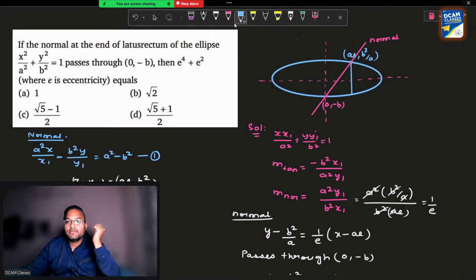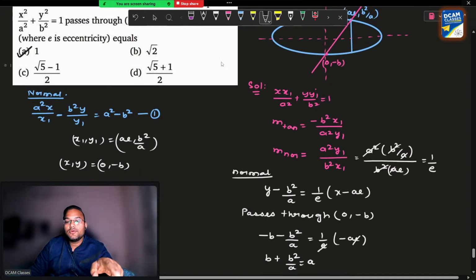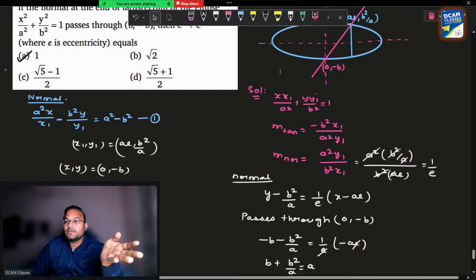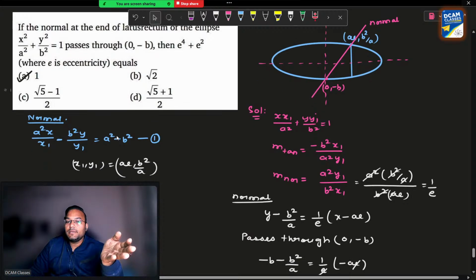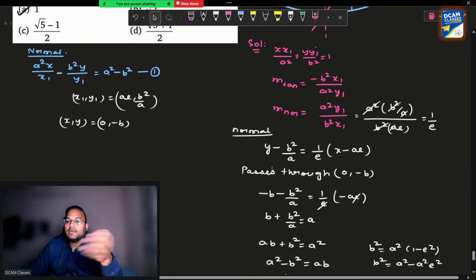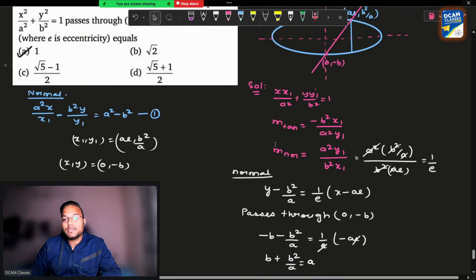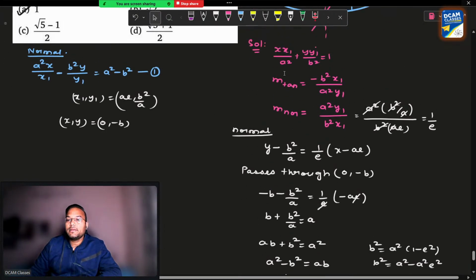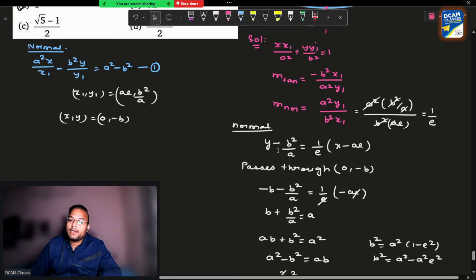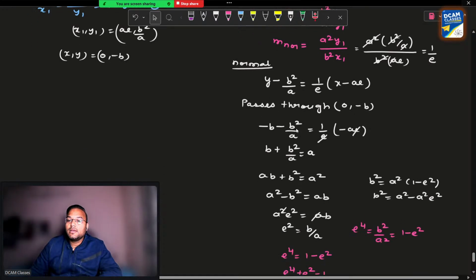Yes, sir. Actually, it helps. See, it helps if you remember the formula. This could have been done very easily if you knew the formula of normal. Just put x1, y1 as a comma b square by a. Put x, y as 0 comma minus b. You will again arrive at this same relation. Using this, you have to find this relation e power 4 plus e square. This would have saved your time. But if you do not remember, you know the equation of tangent, shortcut method: slope of tangent, slope of normal, you find the equation of normal, then substitute the point.